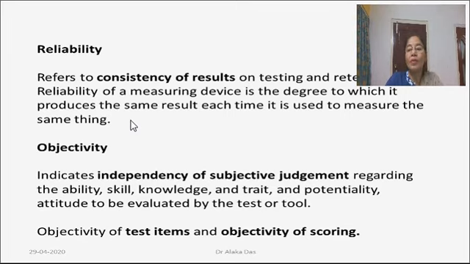Suppose I have kept my wristwatch 10 minutes faster, and this wristwatch will give the same time again and again. That means it has consistency of results. But the wristwatch function is to give proper and accurate time. It is giving 10 minutes faster time. That means the wristwatch is not valid, but it is reliable. It is giving consistent results, but not the accurate or correct time.